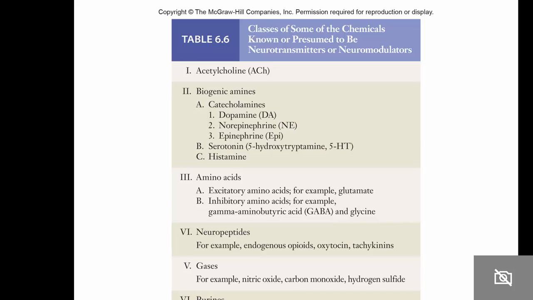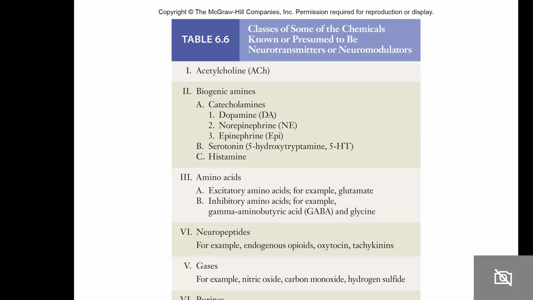An example of this is glutamate. Glutamate is the main excitatory neurotransmitter in your body. Okay? And then there are inhibitory ones. GABA, gamma-aminobutyric acid, is one of the main inhibitory neurotransmitters in your body. So you can mess with these two neurotransmitters and have really profound effects on your physiology. And glycine is also inhibitory.